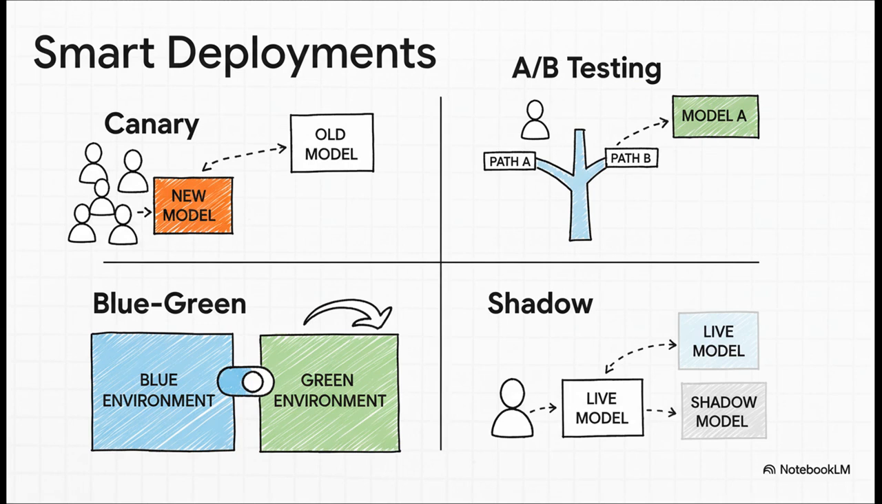Instead of a risky all-or-nothing release, you can do things like a canary deployment, where you release the new model to just a tiny fraction of your users first to see how it does. Or you can do A/B testing to scientifically compare two models in the wild. And one of my favorites, shadow testing, where you run the new model silently in the background, feeding it real traffic so you can see how it performs without a single user being affected. These professional techniques are only really possible with a solid automation pipeline.